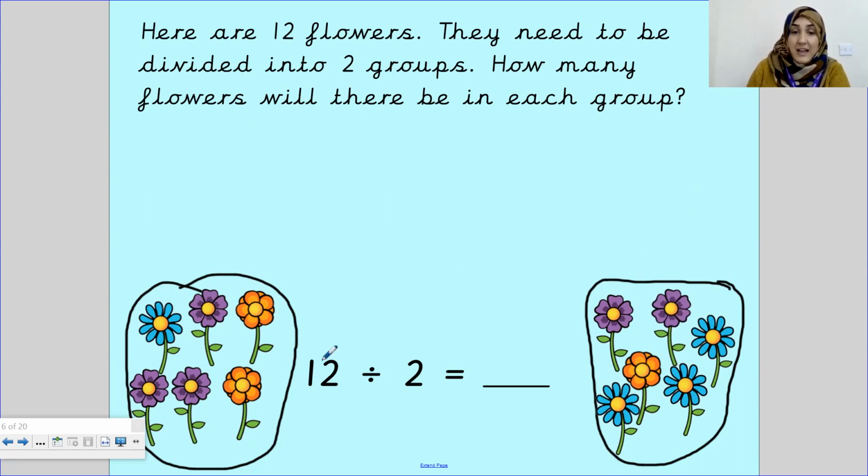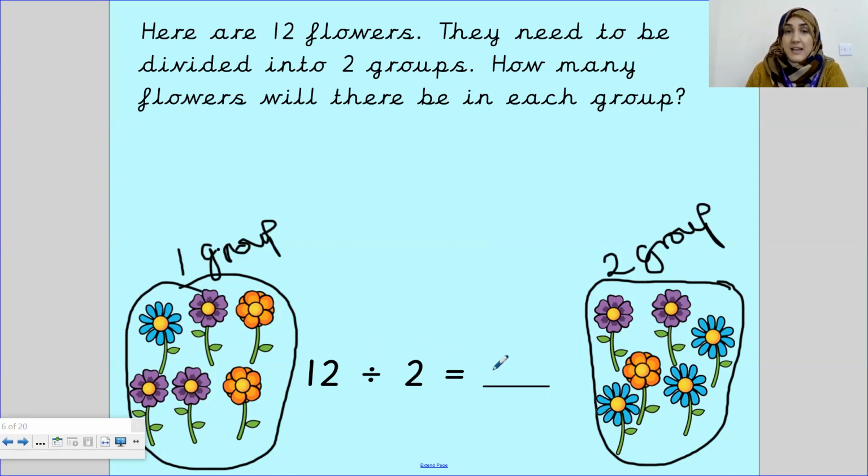So 12 flowers divided into two groups. Here is one group, and here is the second group. So 12 flowers divided into two groups equals how many flowers do I have in each group? Can you count to tell me, please?